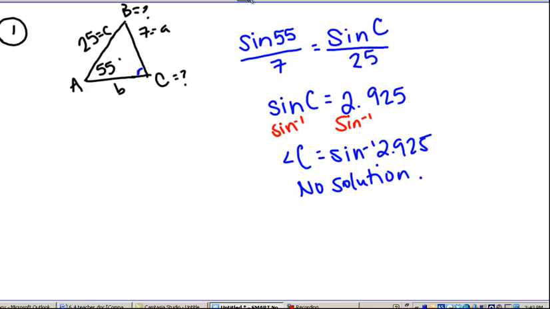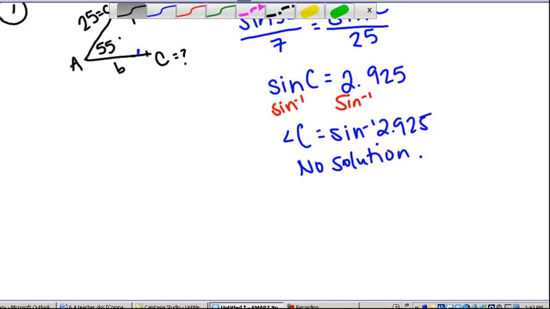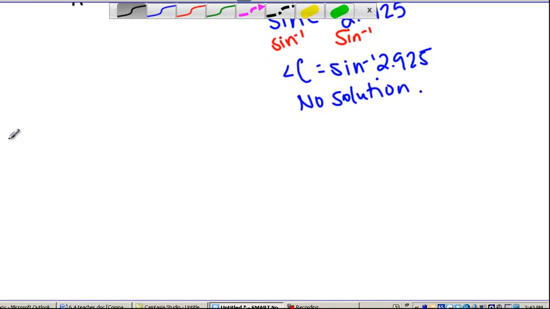There is no possibility to make this drawing. Technically, I kind of drew it a little wrong. Like 7 is not long enough in order to create the third side. Okay, so no solution. The calculator would tell you that there's no solution. Okay, let's look at the next one.